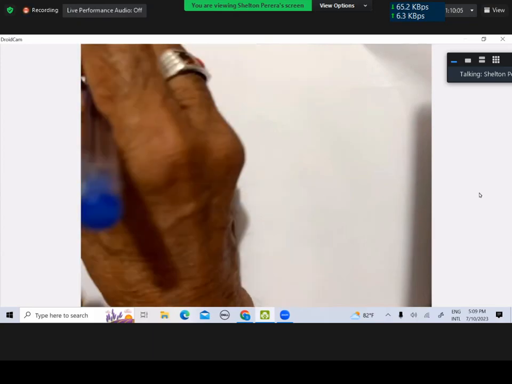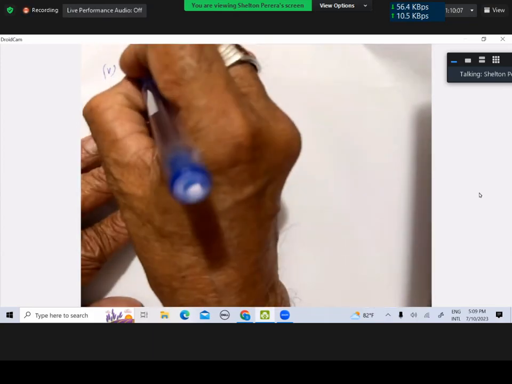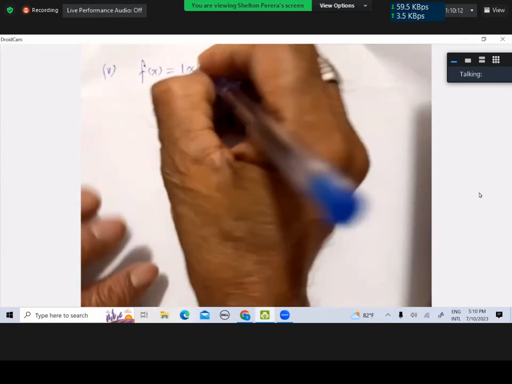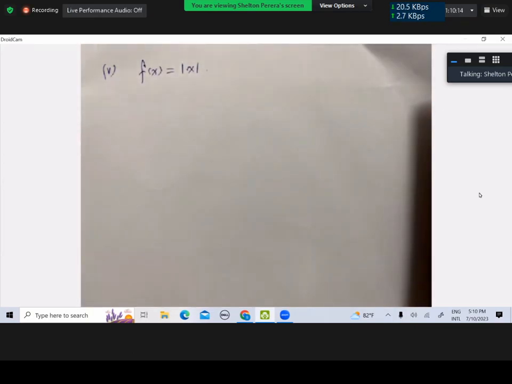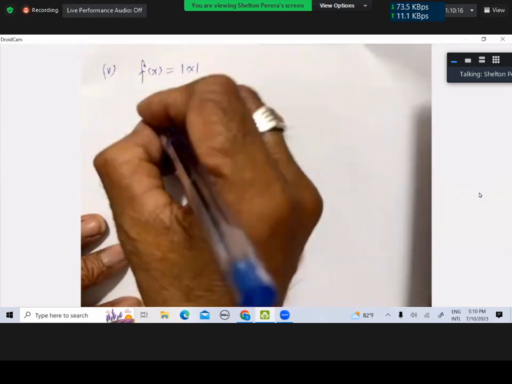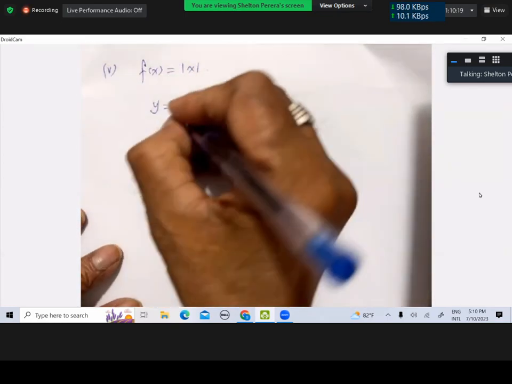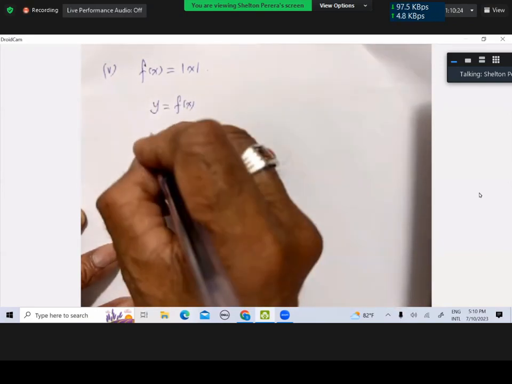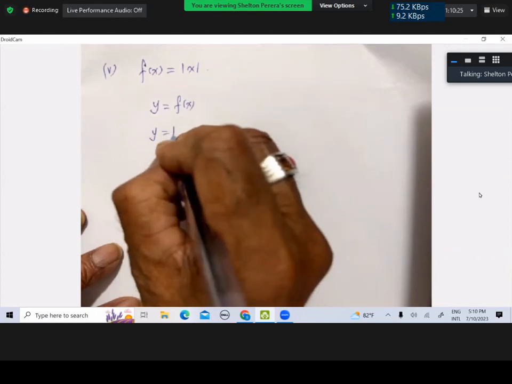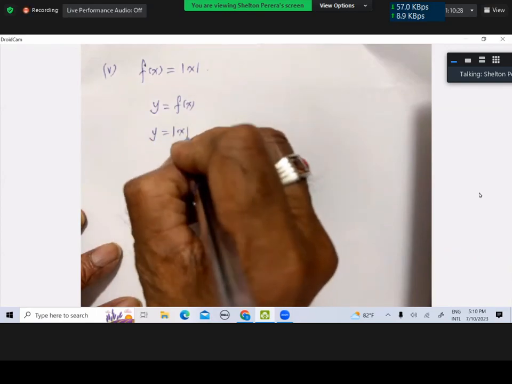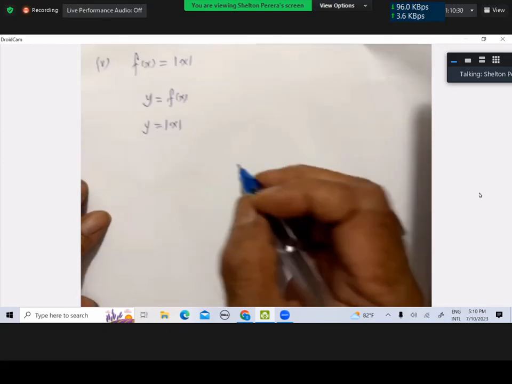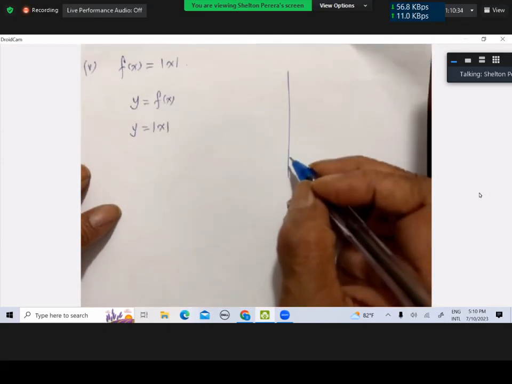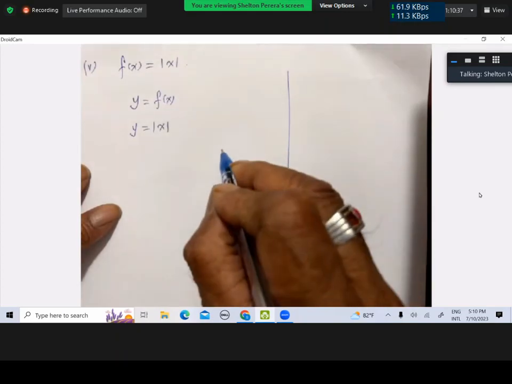Fifth graph, f of x equals absolute value x. Sketch the graph of this function. So I need to sketch the graph of y equals f of x. Graph of f is the same as graph of this. This is the same as y equals f of x, absolute x. Need to sketch this, absolute value x. We sketched it last time.